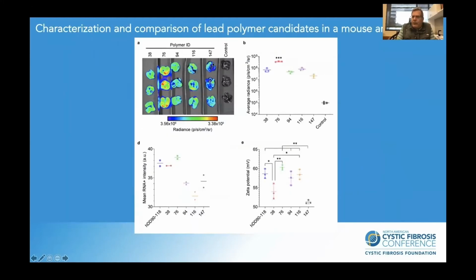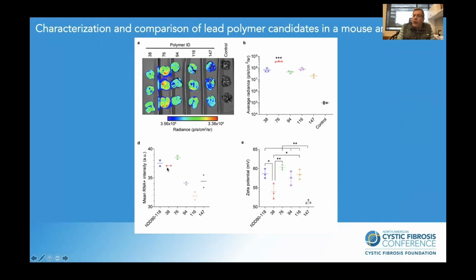We came up with about 5 new polymers in particular that were interesting for us to take a look at, and that's what you're seeing here. 76 was our winner polymer. There's no question about that. You can see some differences, but some of the others were also quite effective in delivering RNA to the lung.